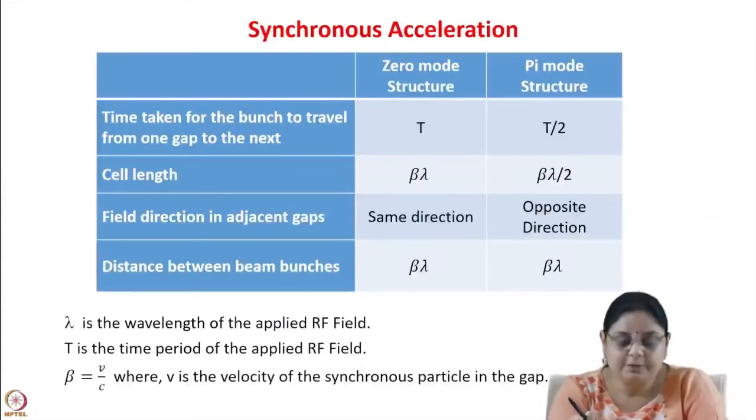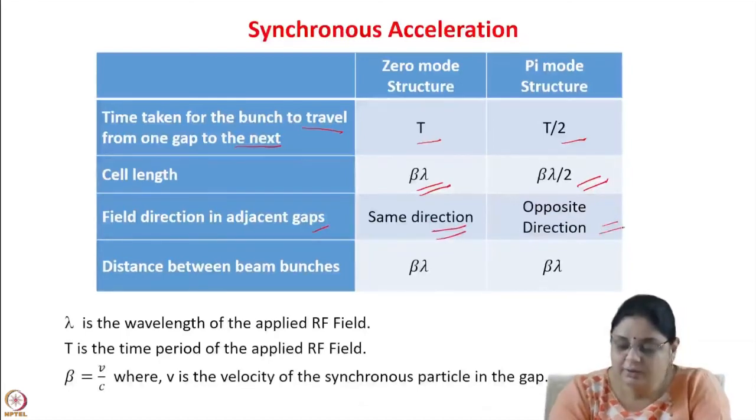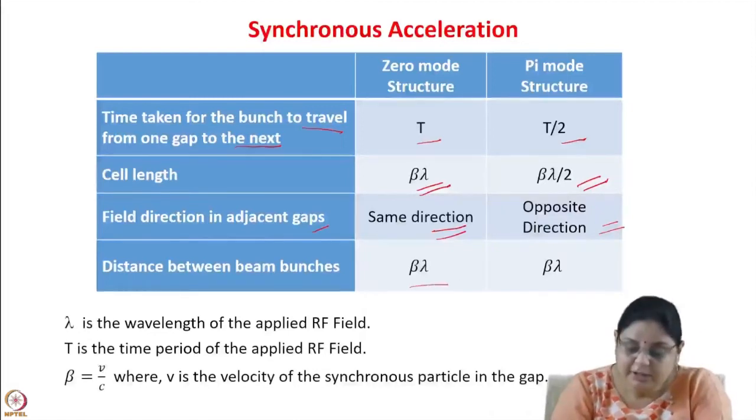So now I can summarize the difference between the zero mode structure and the pi mode structure. In the case of the zero mode structure, the time taken to travel from one gap to the next is capital T, whereas here it is T by 2. The cell length for the zero mode structure comes out to be beta lambda for synchronous acceleration, and here for synchronous acceleration it is beta lambda by 2. If I see the field direction in adjacent gaps, at a particular instant of time, here it is in the same direction and here it is in the opposite direction. However, the distance between the bunches is always the same. Whether it is the pi mode structure or the zero mode structure, the distance between the bunches is beta lambda in both cases.